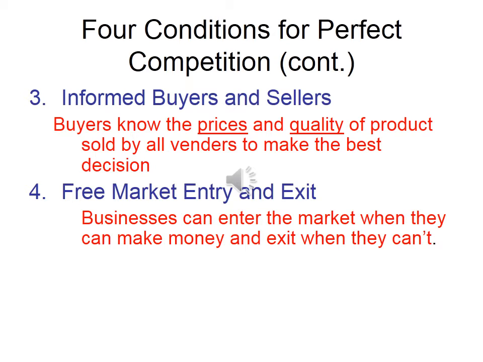As for the third one, buyers and sellers are informed. Buyers know the prices and quality of products sold by all vendors to make the best decision. As for the fourth, it is free market entry and exit. It means that there is free market entry and exit. So businesses can enter the market when they can make money and exit when they can't.